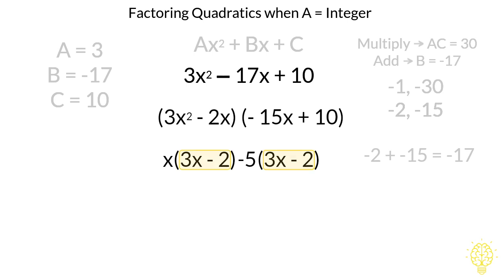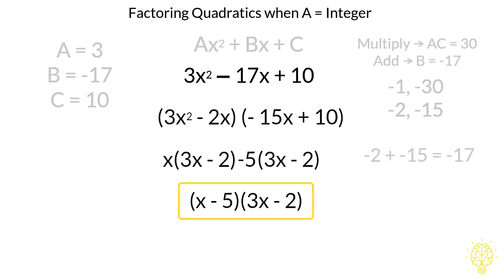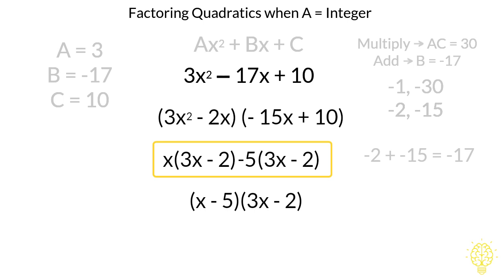And look what happened when we factored out the negative 5. See the terms inside the parentheses here and here? Now they match exactly. Because they match exactly, we can finish up factoring this problem by rewriting our expression like this. X minus 5 times 3x minus 2. Now, here's why that works. Before, we had x times 3x minus 2 minus 5 times 3x minus 2.